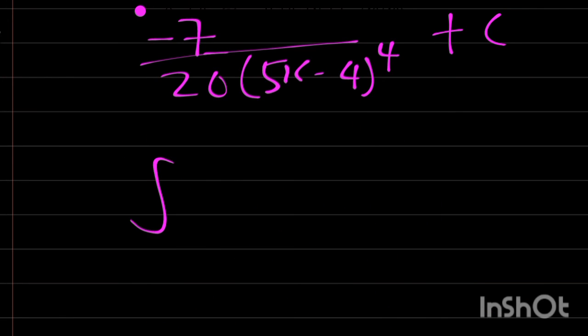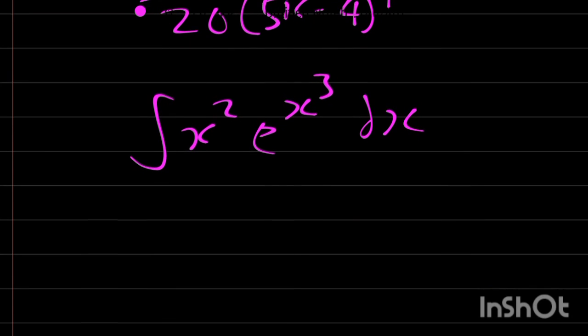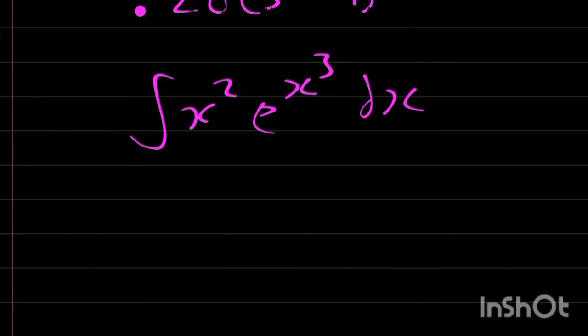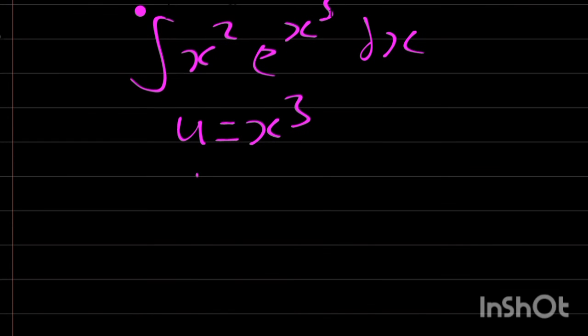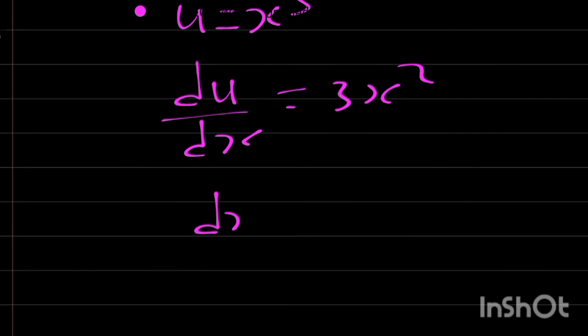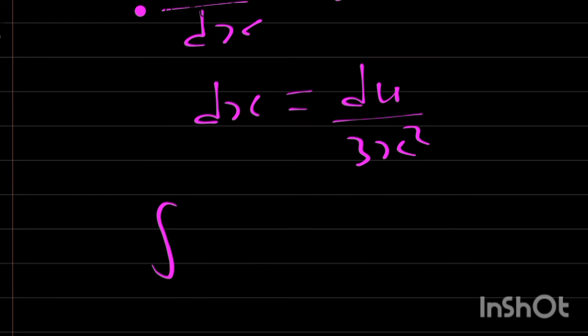If we have integration of x squared exponential x raised to power 3 with respect to x. Okay, here you have to be very careful because we have what is called integration by parts. But I don't think I need to use integration by parts here. Let's take u to be equal to x raised to power 3 and let's differentiate. So I have du over dx is equal to 3x squared. Make dx the subject of the formula. dx is equal to du over 3x squared.